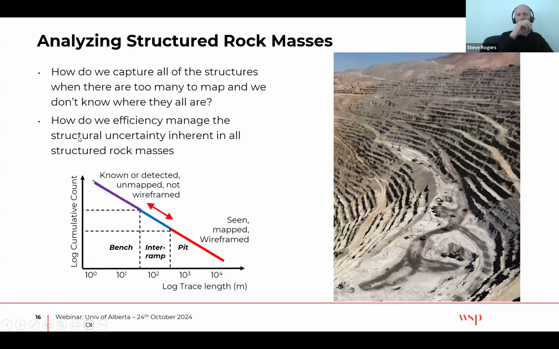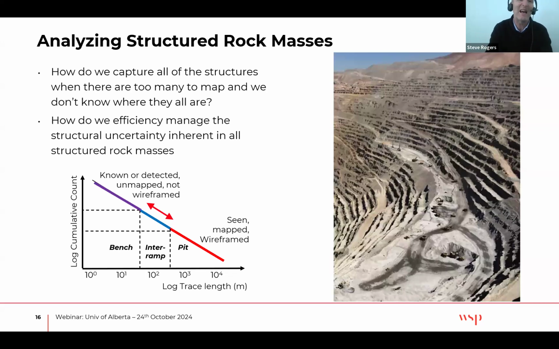This is the cumulative count. This red area of the curve up here, we can see them, we can map them, we can wireframe them, so we can include them in whatever model we want to do. But as we get smaller, it becomes increasingly hard. We know they're there, we can detect them. They might even be mapped, but increasingly they're not wireframed, so they can't be included. If we go even smaller, we know they're there because we can sort of see them, but they're not even necessarily detected because they're getting quite small now. They're definitely not mapped, and they're certainly not wireframed.